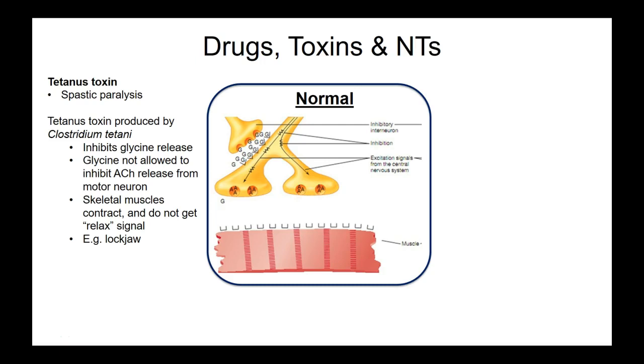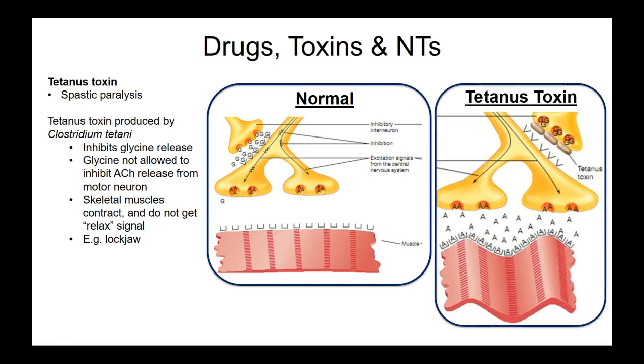This type of paralysis, when we stay contracted and not relaxed, is called spastic paralysis. So the two types of paralysis are flaccid and spastic. Flaccid means that we're relaxed. Spastic means we're staying contracted. And so this is the scenario we're talking about. We've blocked our ability to release glycine, which means now we're releasing more acetylcholine than before, which is causing our skeletal muscle to stay contracted longer.